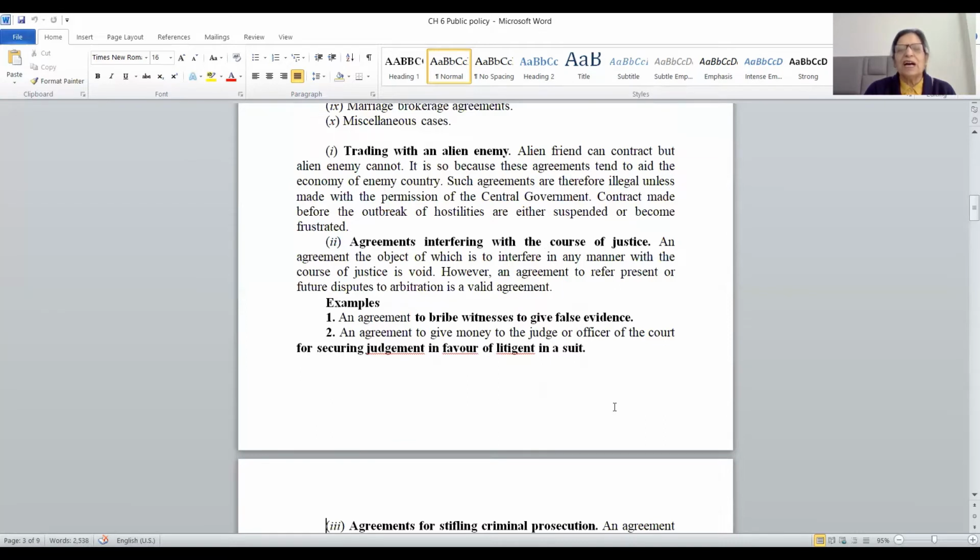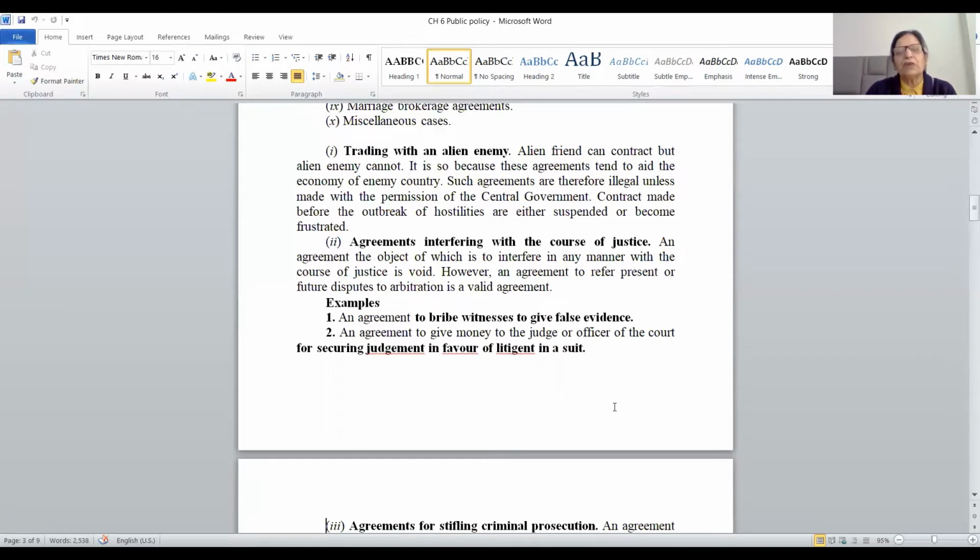So friends, if an agreement is to refer a present or future dispute to arbitration, it is a valid agreement. Broadly speaking, there are 2 ways of settling disputes. One is formal, the other is informal. When any present, existing dispute or future dispute is referred to arbitration, this is a valid agreement. Parties may decide which course they would like to adopt.